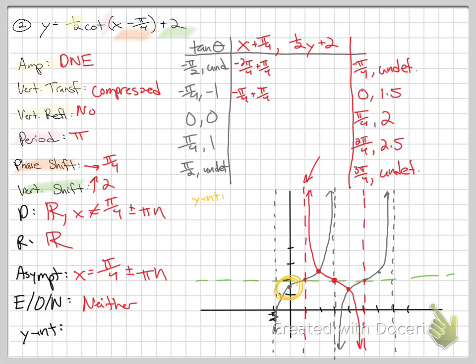Plug in 0 for the original equation. I'm going to do tangent of negative pi over 4. Negative pi over 4 is here. The pi over 4s are your positive and negative 1. That line is clearly going downhill. So the tangent of that is clearly going to be negative 1. It's also one of the numbers we're memorizing. And when I flip over negative 1, I still get negative 1 plus 2. So negative a half plus 2, which is 1.5, which is where that number clearly is. So 0, 1.5.